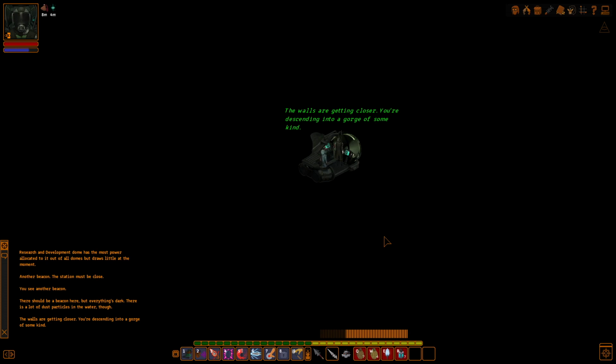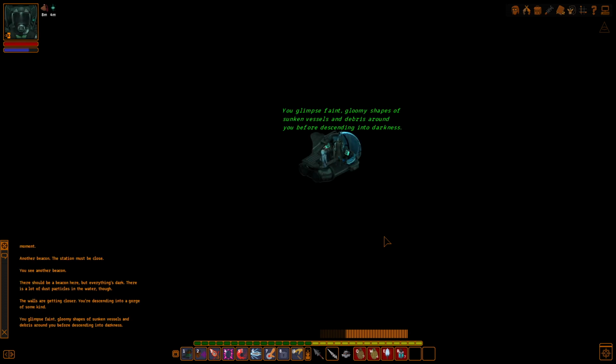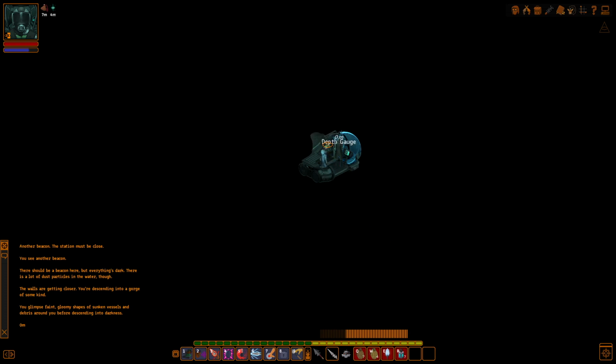The walls are getting closer. You're descending into a gorge of some kind. Should I? Because I'm going up. How much? We're almost there. You glimpse faint, gloomy shapes of sunken vessels and debris around before descending into darkness. I don't think that we should be descending. We should be surfacing.